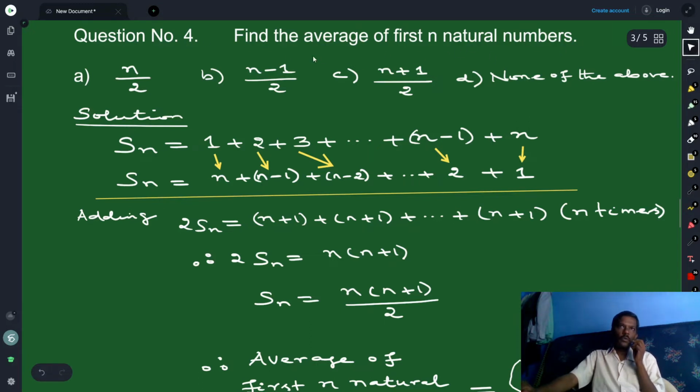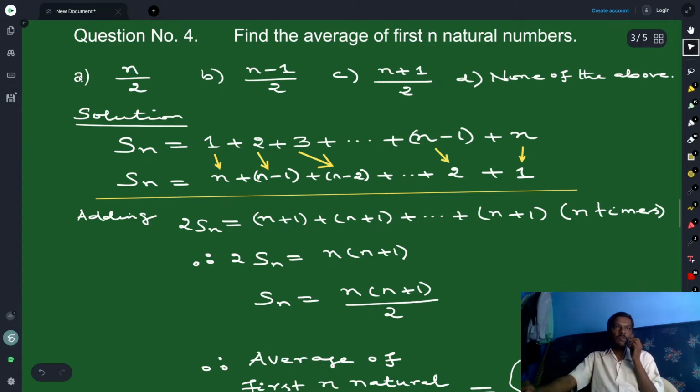This is one of the most useful questions and is asked in most of the examinations. Having found the average of first n natural numbers, you can keep it as a formula to find the sum of first n natural numbers. Okay, now we will proceed to see how to solve this.